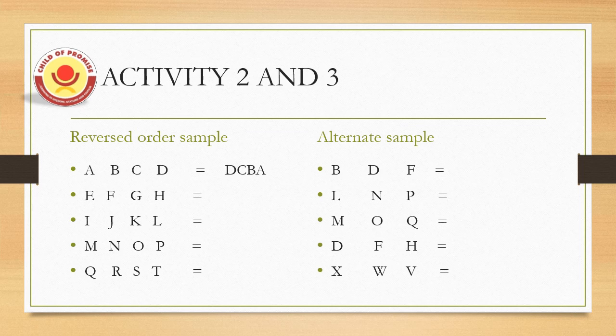Now, the third row, we have the first letter there, M. Of course, you know that if it were to be the normal form, the next letter should have been N, okay? And of course, the other letter should have been O. But because we use alternate form, we have M, and we skipped N, and we picked O. So we, of course, skipped P and picked Q. So you, of course, arrange it the way it should be when you're using the alternate form.